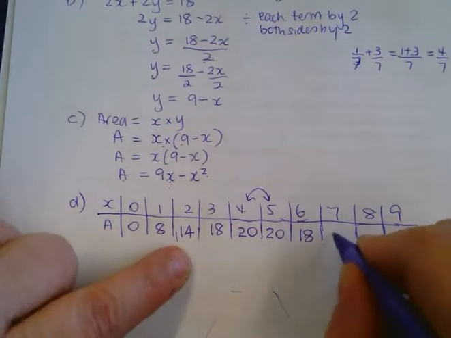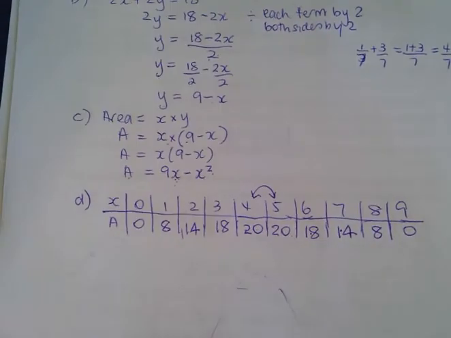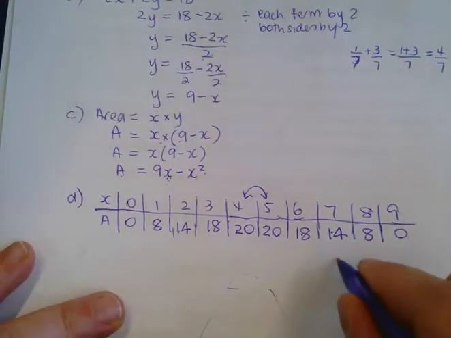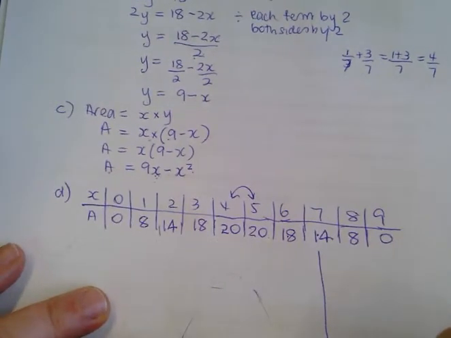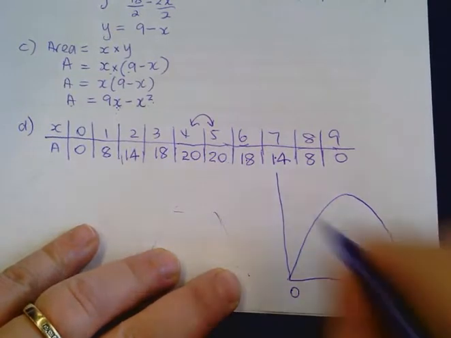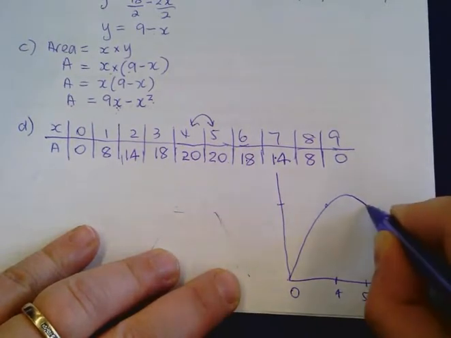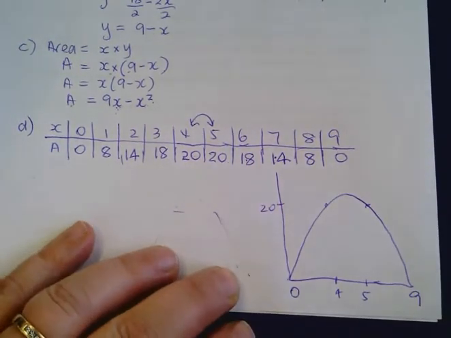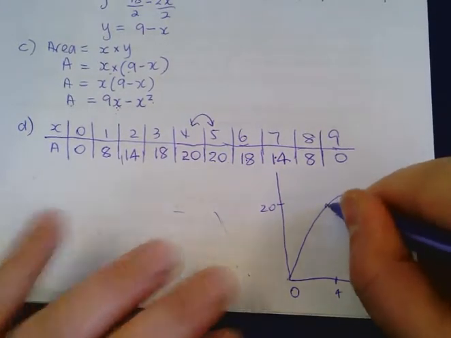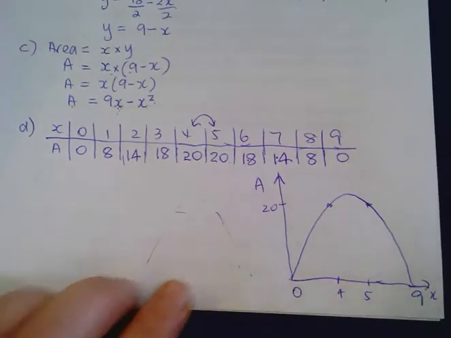Okay, if you put in 7, you should get 14. If you put 8 in, you'll get 8. And if you put 9 in, you get 0. Can you see the symmetry of the parabola? So, if I sketched this very quickly, I'm just going to do a quick sketch. It looked like this. 0, 9, and at 4 and at 5, I've got 20, right? At 4 and 5, I've got 20 as my area. So this is my area versus x.